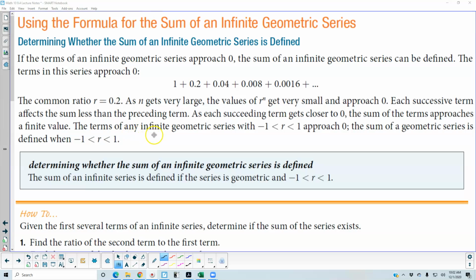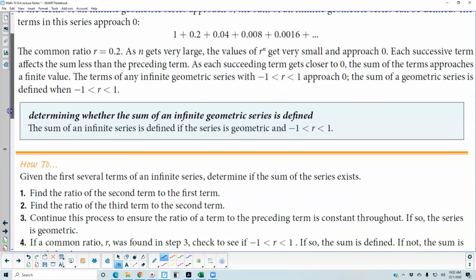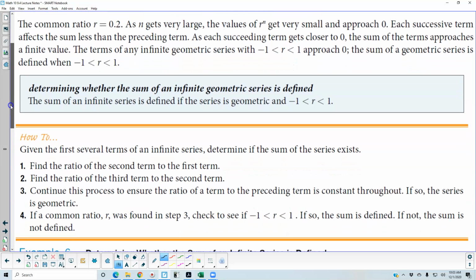The terms of any infinite geometric series, with r being between -1 and 1, but not including -1 and 1, approach 0. The sum of the geometric series is defined when r is between -1 and 1, but does not include -1 and 1. Now, determining whether the sum of an infinite geometric series is defined. The sum of an infinite series is defined if the series is geometric and r is between -1 and 1, not including those. So again, it has to be geometric and between -1 and 1, not including -1 and 1.